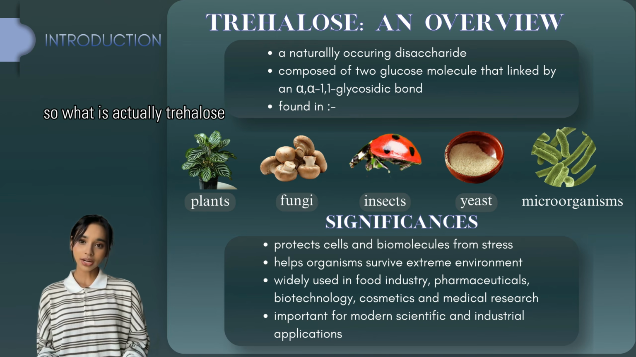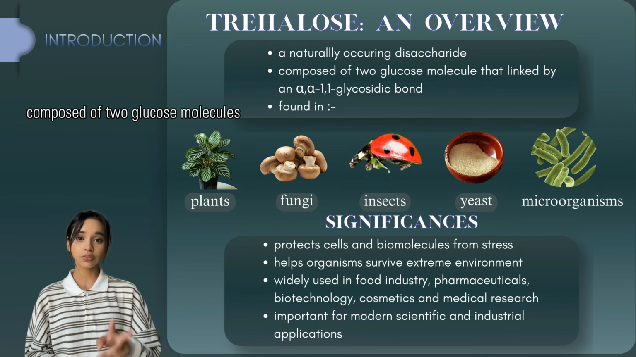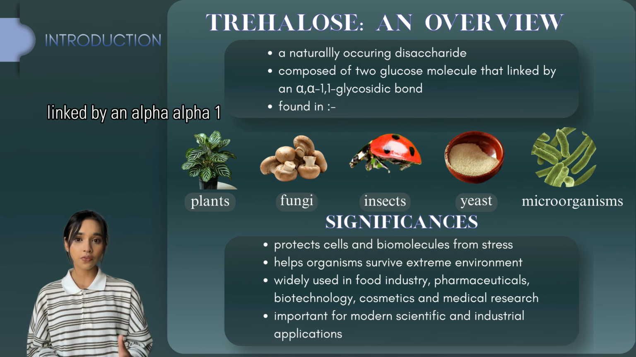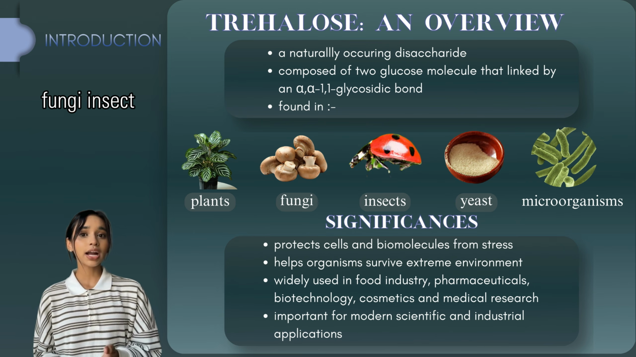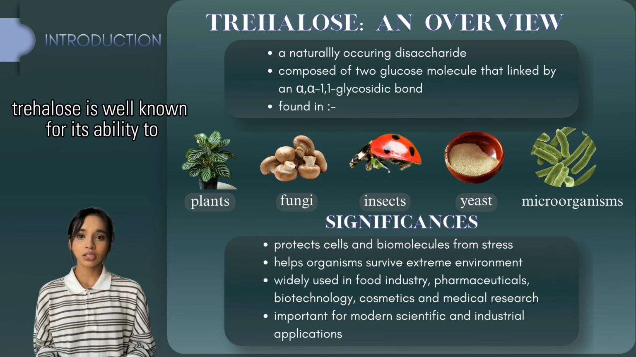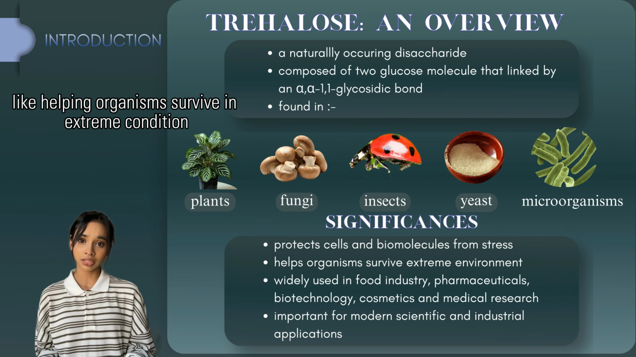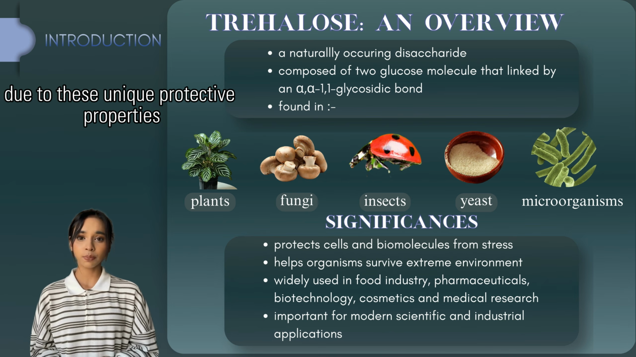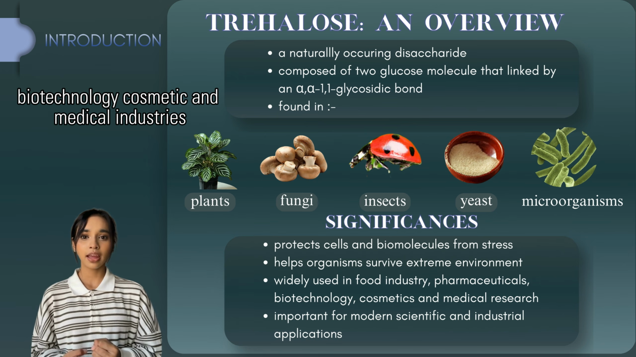Let's go. So what is actually trehalose? Trehalose is a naturally occurring disaccharide composed of two glucose molecules linked by an alpha-alpha-1,1 glycosidic bond. It is commonly found in plants, fungi, insects, yeast, and various microorganisms. Trehalose is well known for its ability to protect cells and biomolecules from environmental stress, like helping organisms survive in extreme conditions.